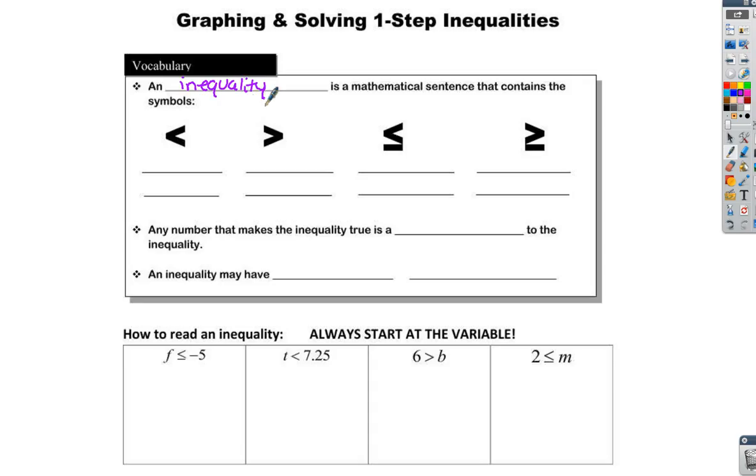An inequality is a mathematical sentence that contains one of these symbols down here. So we have the less than, the greater than symbol, the less than or equal to, the greater than or equal to.